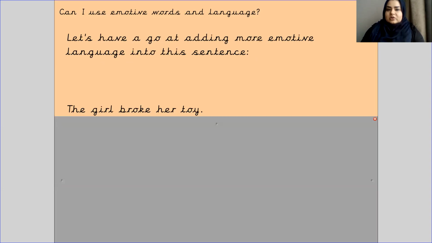Now, on your mini whiteboard, can you improve this sentence by adding in more emotive language? So it says the girl broke her toy. If you can pause the screen and improve the sentence for me.